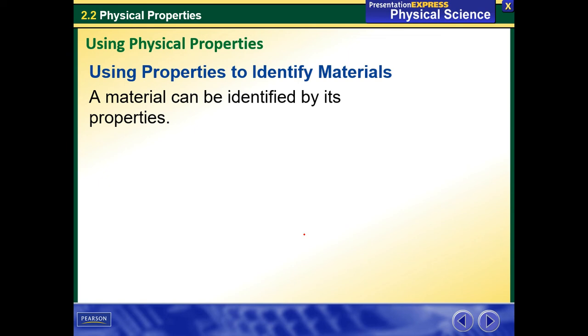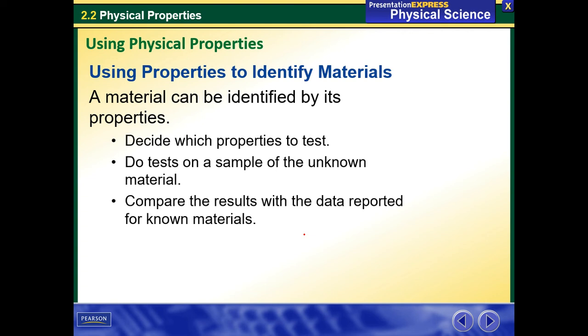First, let's talk about how we use it to identify materials. Say we had two clear liquids, and we were not sure which one was water. Well, we could test those liquids, but we first have to determine what we want to test. So we have to determine the properties to test. You may look at its color, maybe you're going to test its smell, maybe you'll test its density or boiling point. Any of those can test water. Then we need to actually perform these tests. So maybe on one, we might test the density and we might test the smell.